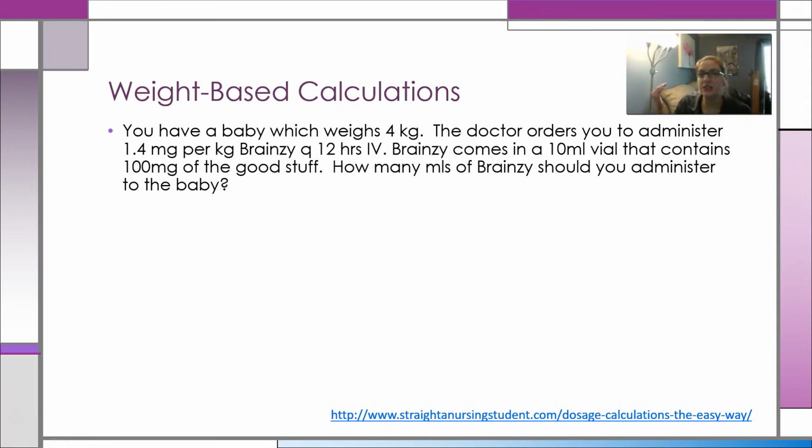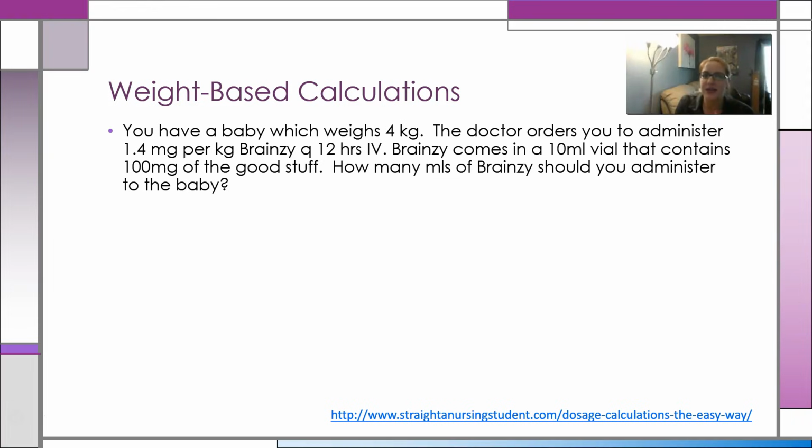Okay, so now let's go ahead and do some weight-based calculations. So these are where they're going to give you some weight and you're going to have to use it to make some calculations. So depending on how heavy you are, you may need more medication or less medication. Obviously, I'm going to have to take more medication than a small little baby. Okay. I weigh just a tad bit more, just a tad bit more.